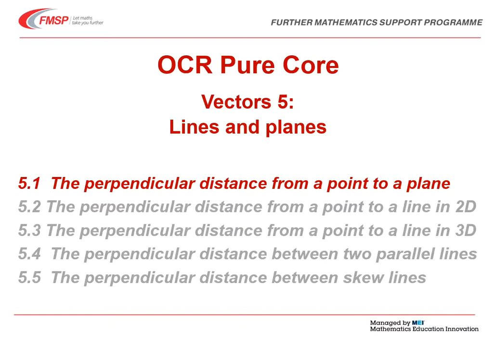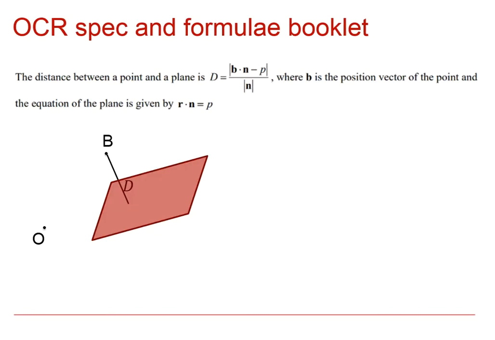This is Vectors 5, Lines and Planes, and this is 5.1, the perpendicular distance from a point to a plane. So if we look at this equation here, this is given to you in the formula book. The proof for this is beyond the specification, but you can look it up if you wish to. So what we're trying to find here is the perpendicular distance from this point to the plane. That's because the perpendicular distance is going to be the shortest distance.